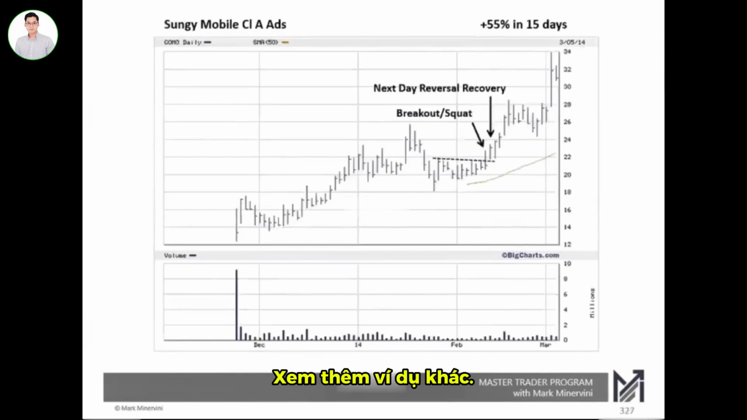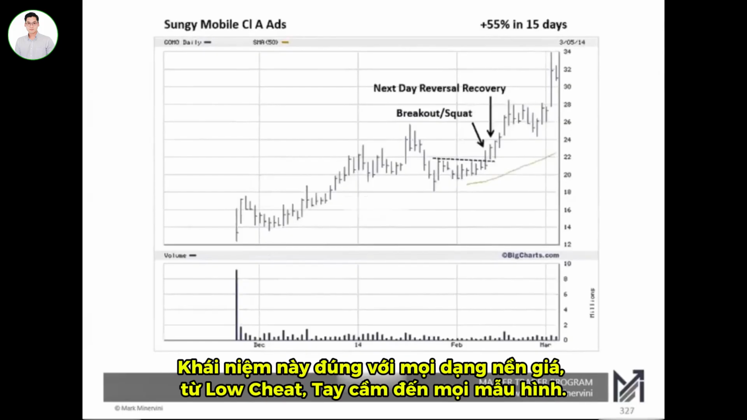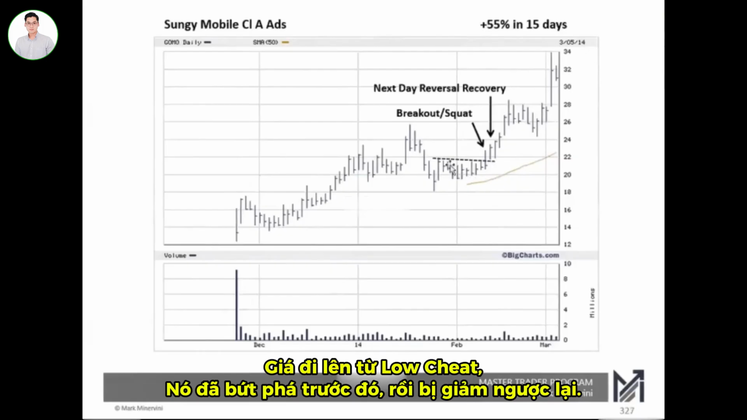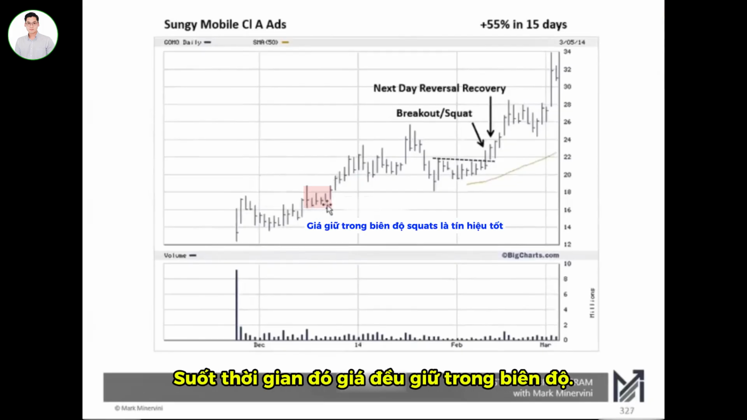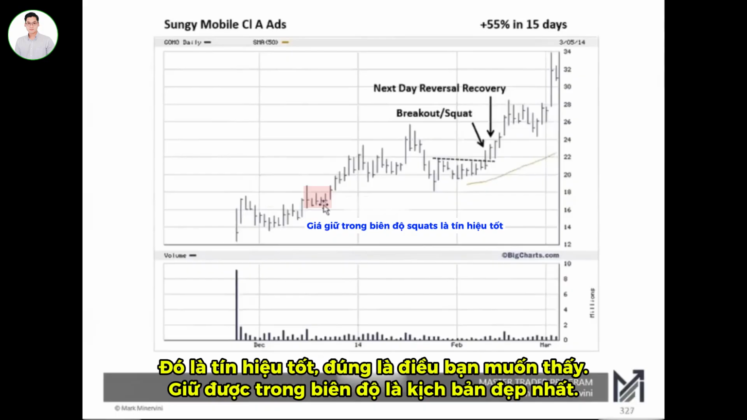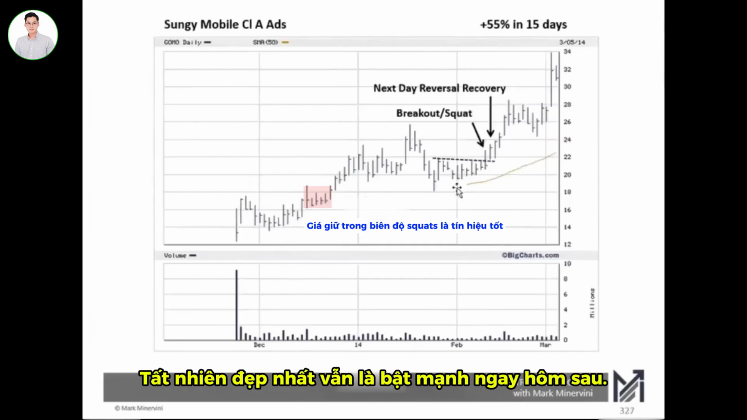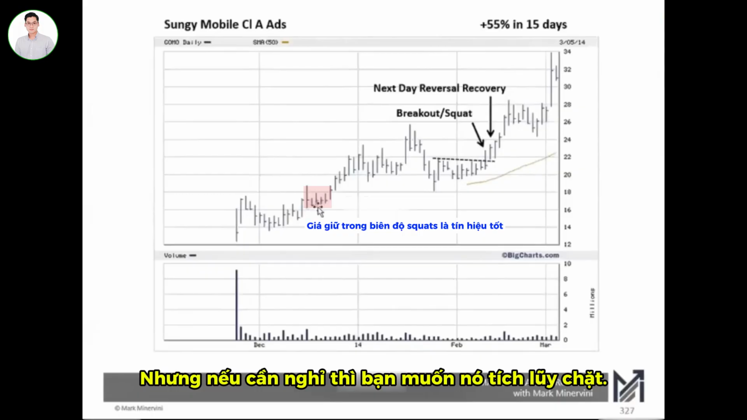Show you another example here. Now this same concept is valid whether you're coming off of the low cheat, the handle. This is valid anywhere coming out of the base. So you can see here, you're coming off this little low cheat area, right? You had a recent, as a matter of fact, you even broke out over here. You see you squat it, and then 1, 2, 3, 4, 5 days later, 6th day, boom, you're into new high ground, and you stayed inside all those days. You stayed inside. That's a good sign. That's exactly what you want to see. Staying inside like that is the best case scenario, other than it coming ripping back the very next day. But other than that, if you're going to pause for a while, you want to be inside.